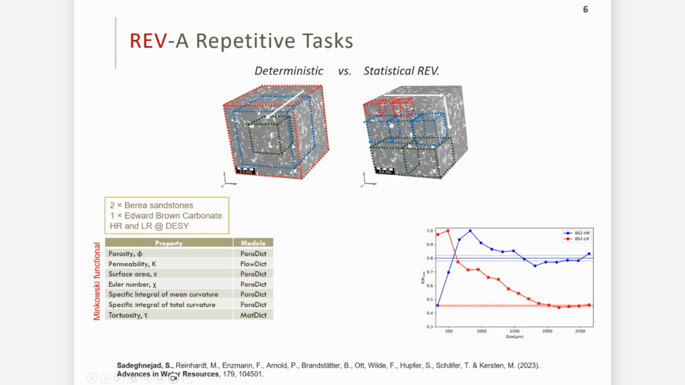And then we went inside GeoDict. We computed REV for porosity, permeability, surface area, Euler number, and two integrals of mean and total curvature from Minkowski functionals. And we used the MATDICT module to compute the tortuosity of the system. For this kind of calculation, we had 3 rock samples, 2 resolutions, 16 points per parameter, and 7 parameters, and it was 700 simulations.